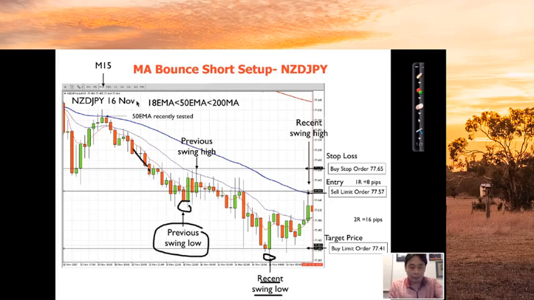As you can see, it goes like that, up, like that, up, right? So swing low, swing low. The recent swing low is lower than the previous swing low. So it is a valid setup.